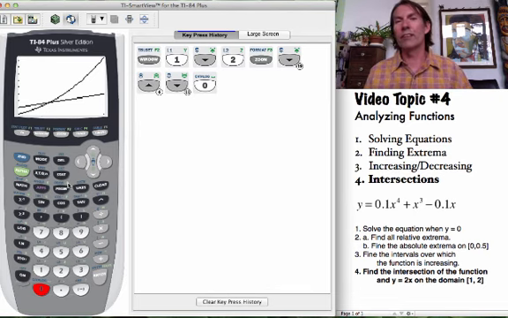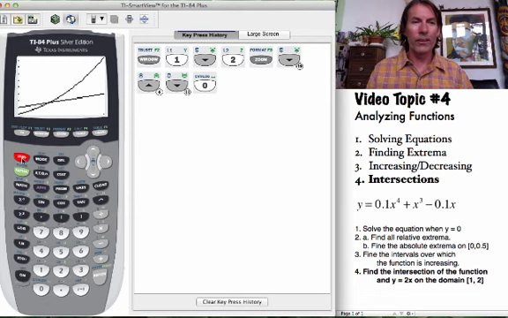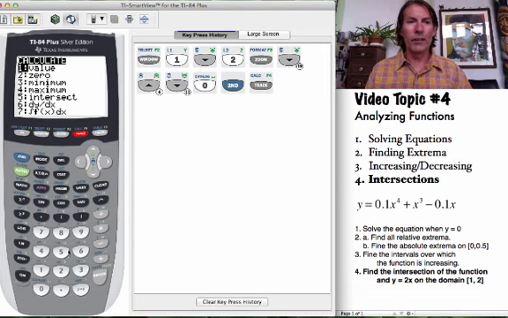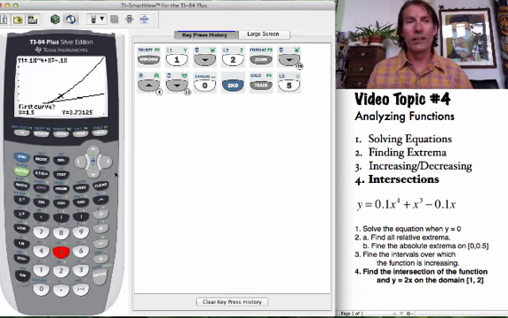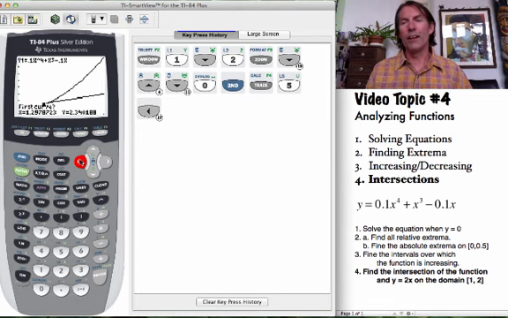So we're going to calculate the intersection point. I hit second function, and trace gives me calculate. And I'm going to hit number 5, which is the intersection. And just like before, we have to go to the left of it, to the right of it, and then hit calculate. But in this case, it asks us which curve we're looking at, because we could have more than 2 curves there, and it's going to want to know which 2 curves.